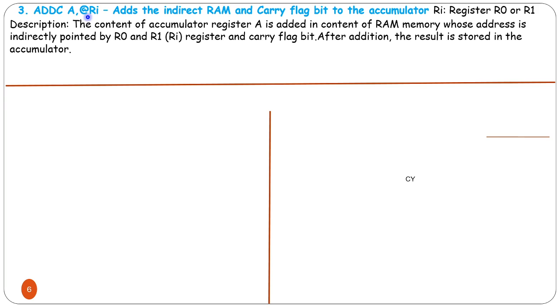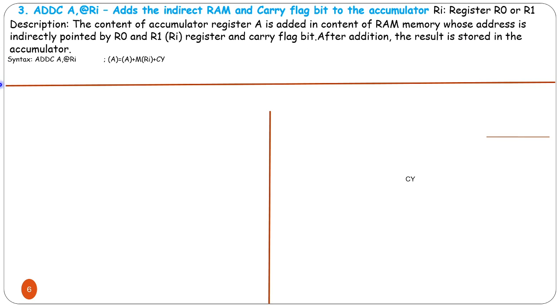The next instruction is add with carry, accumulator and the content of the memory location pointed by Ri. Add the indirect random access memory and carry flag bit to the accumulator. Here Ri will be R0 and R1. The description is like this: the content of the accumulator register is added to the content of random access memory whose address is indirectly pointed by the R0 or R1 register, and the carry flag bit. After addition, the result is stored in the accumulator register.